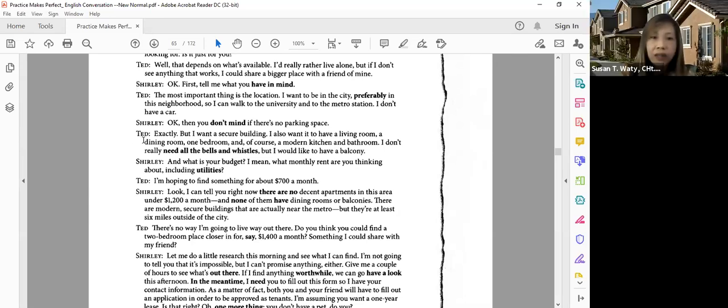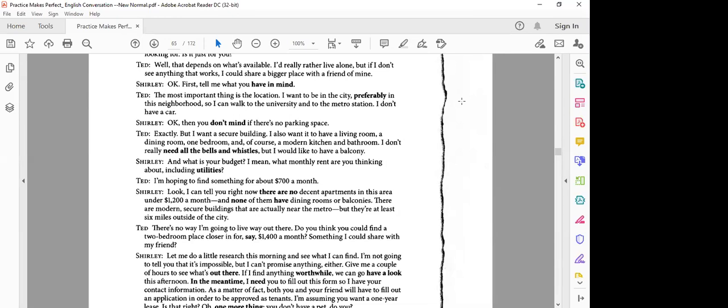Okay. Just a little correction, Pichu, but right here you skip the "but." Exactly. But I want a secure building. You just skip that "but," but other than that, your pronunciation is really good. Thank you. Okay, thank you.